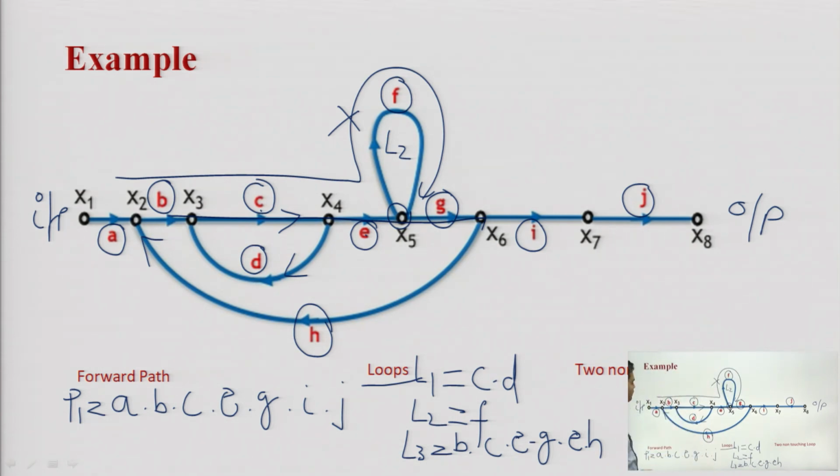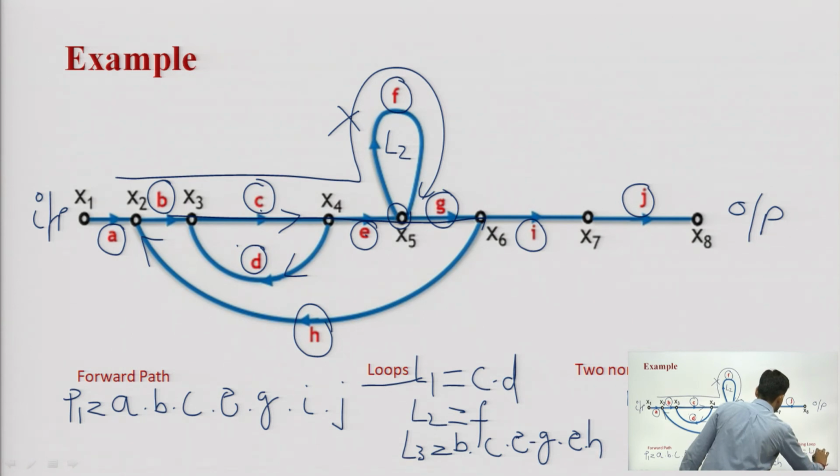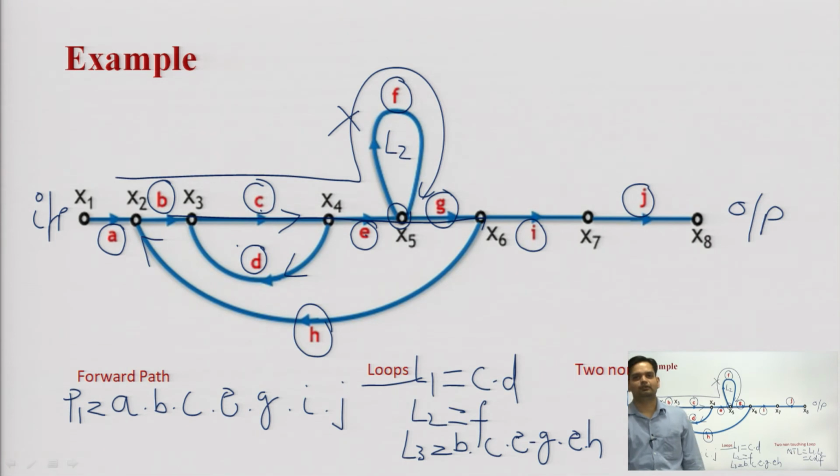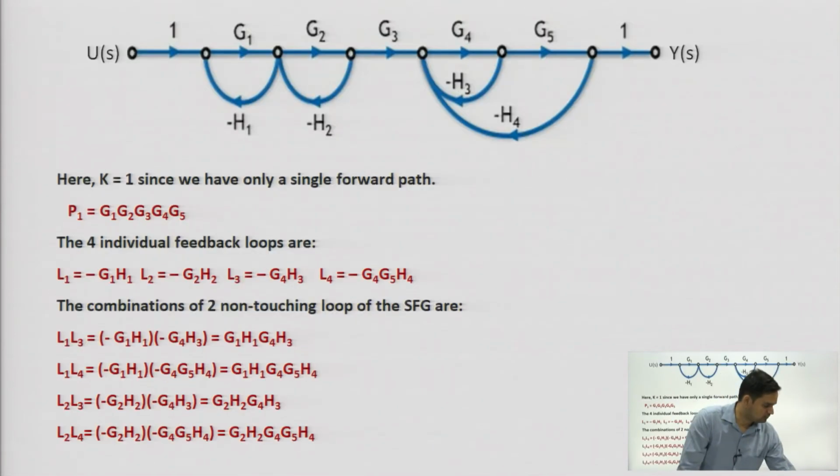Now, I have to notice the two non touching loops. You can see loops L2 and L1 have separate nodes. So, we can say the non touching loop NTL is equal to L1 dot L2. L1 is C dot D, L2 is F. So, this is the gain of two non touching loops, right. I hope this is clear to you.